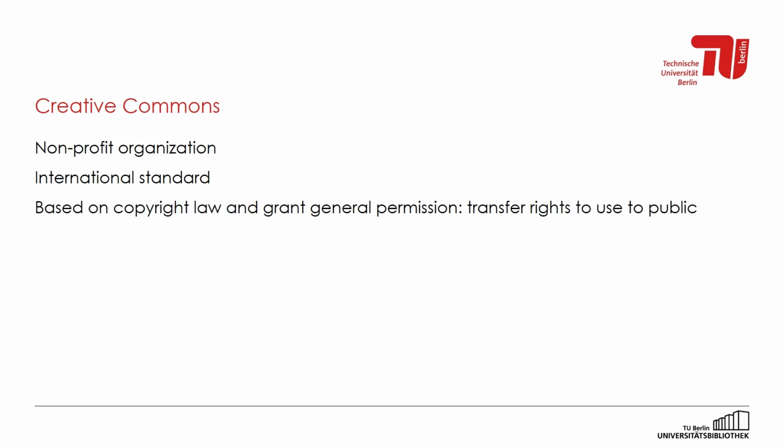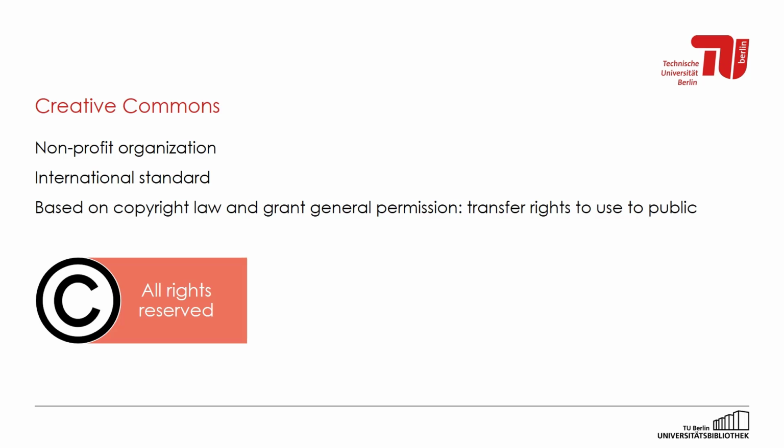Creative Commons is a non-profit organization, and these licenses have become the international standard to openly license all kinds of works. Since the release of the first license version in 2002, the CC licenses have been revised several times. The latest and current version is 4.0. And why are they important? Copyright law states that all rights are reserved. To use a work, you usually have to seek permission.